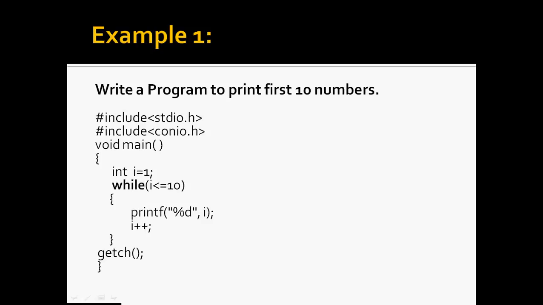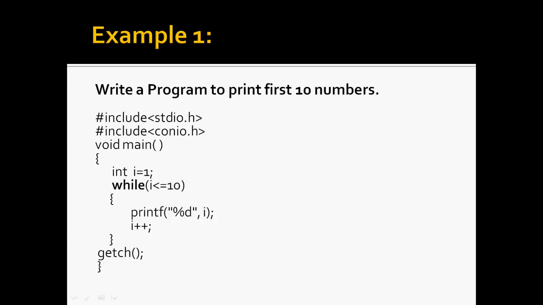So it prints I and then increments by 1, and the new value will be 2. It goes to the while loop and tests again. Is 2 less than or equal to 10? The condition is true, so it will print 2, and then the value will be incremented by 1, so it will be 3. It goes again and checks the value, the condition is true, it will print 3, and so on. Finally, when the last value 10 is printed, the value is incremented by 1, that is 11.